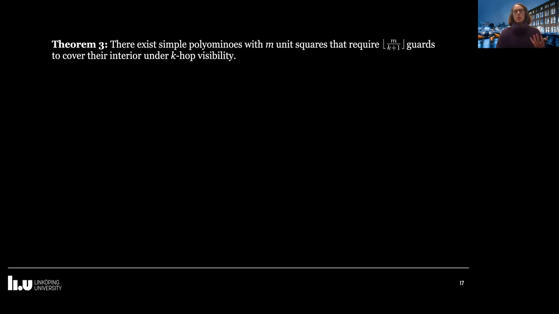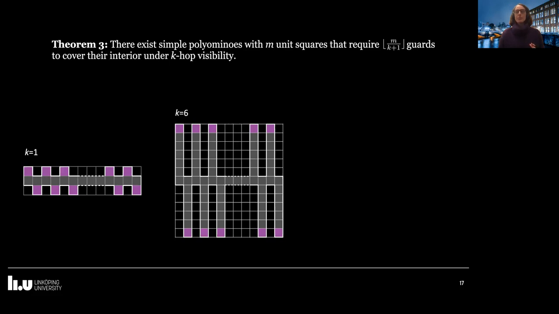And the proof is quite easy. We build a comb-like structure where we have our row of unit squares and we attach spikes to the top and to the bottom alternatingly, always of length k. And the pink unit squares here are witnesses. They have pairwise disjoint visibility regions. So we know that we need to place at least 1 in each of these visibility regions. And in fact, we can cover everything by placing just unit square guards along the center row.